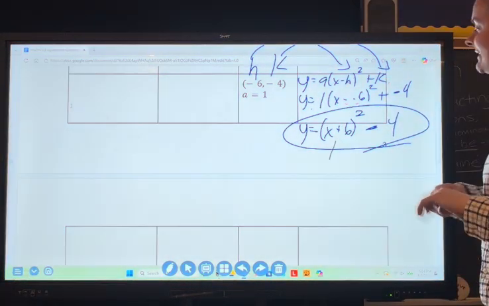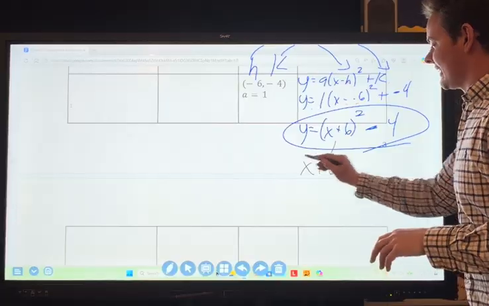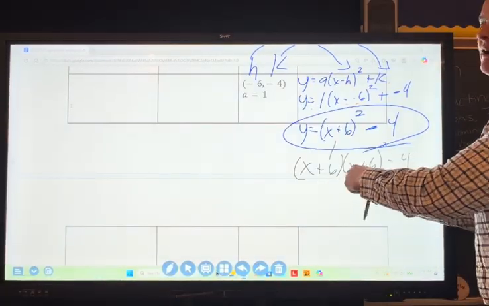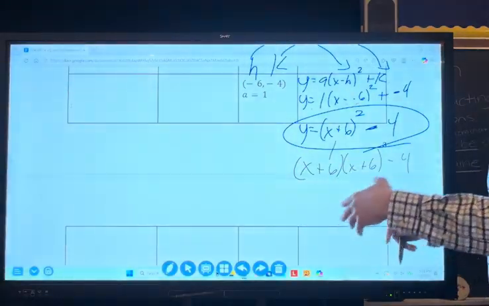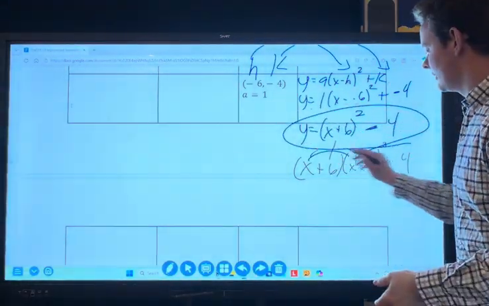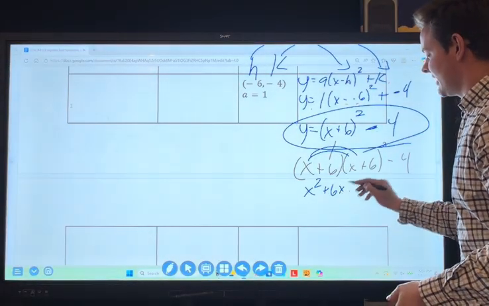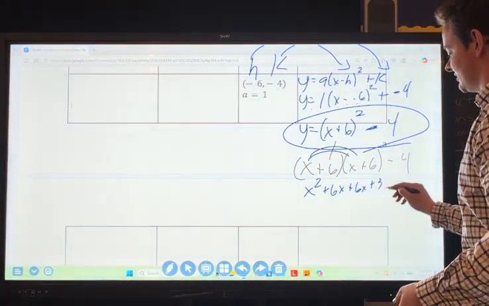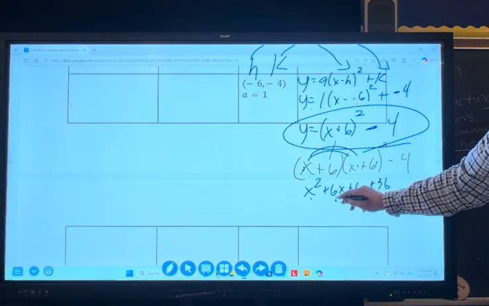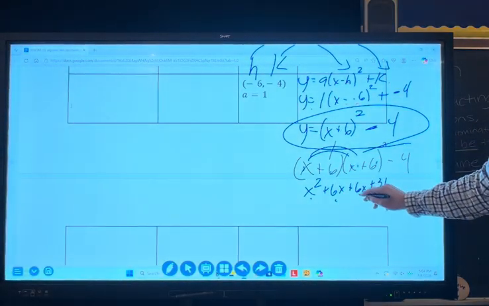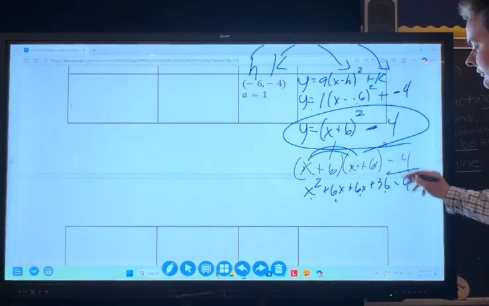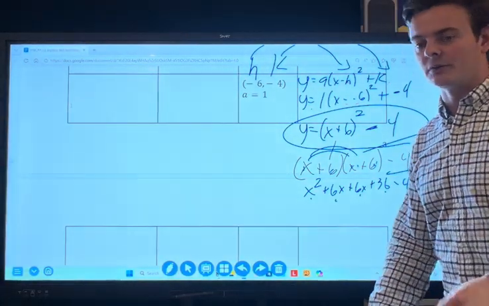Now, I'm going to take this x plus 6. That's actually x plus 6 twice, right? And now I can double distribute or box this. I boxed the last one, so I'll double distribute. X squared plus 6x plus 6x plus 36. Because x times x is x squared, x times 6 is 6x, 6 times x is 6x, 6 times 6 is 36. And I don't forget about the minus 4.